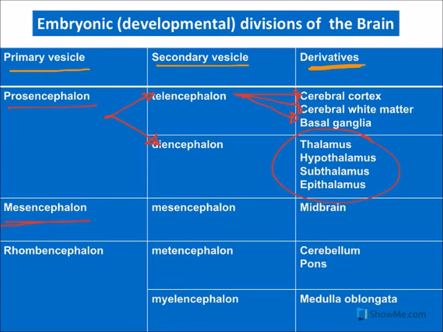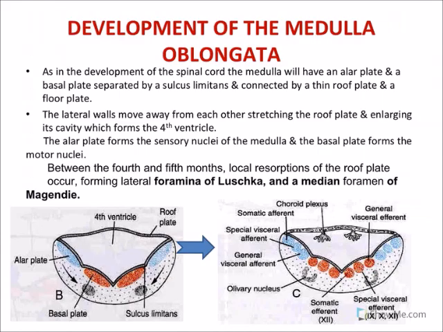The mesencephalon vesicle will give rise only to the midbrain and the cavity inside, and the rhombencephalon, as we mentioned, will be subdivided into two vesicles. The metencephalon, the proximal part of the rhombencephalon, gives rise to the cerebellum and pons and part of the floor of the fourth ventricle, and the distal part will be the myelencephalon, which will develop into the medulla oblongata with the distal part of the fourth ventricle.